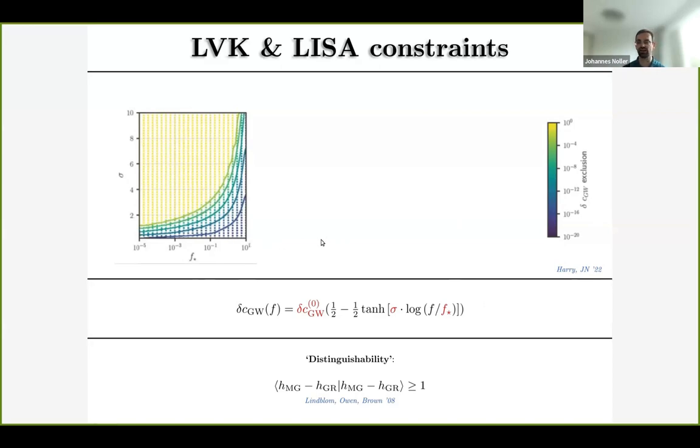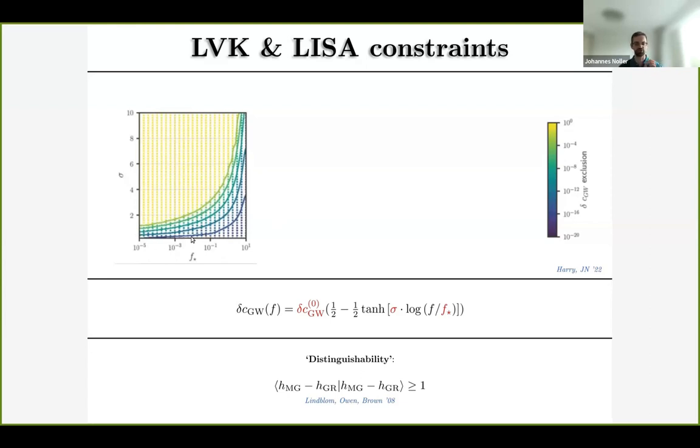But the point is that if that transition is centered around, for example, 10 to the minus 1 Hertz, there's still enough of an effect that can leak over into the LIGO band, the LVK band, sorry. And if you see even a small tail of this transition there, you can put a constraint on a transition that lives at lower frequencies, even all the way down here in the LISA band as well.